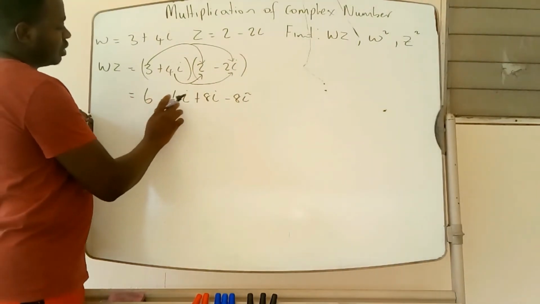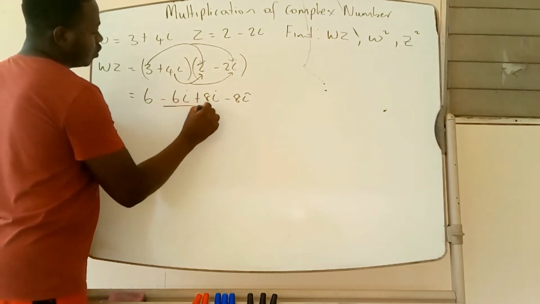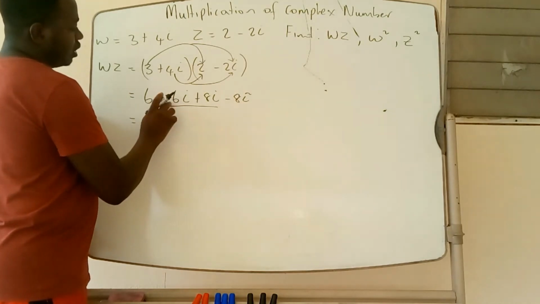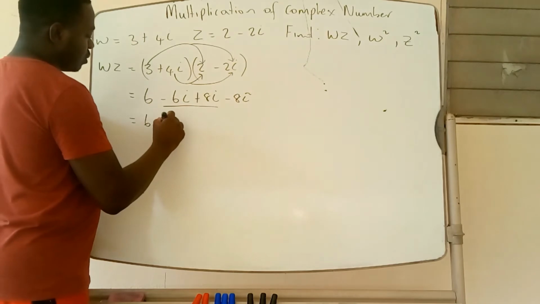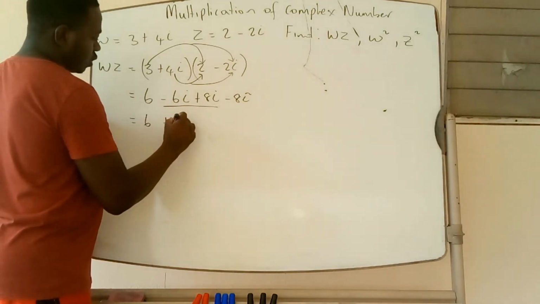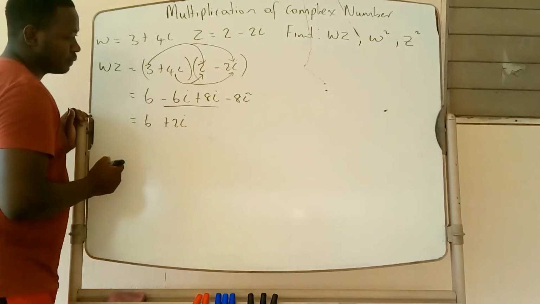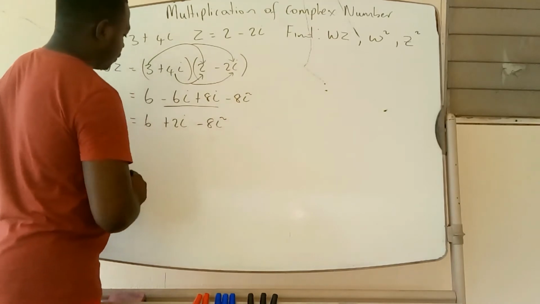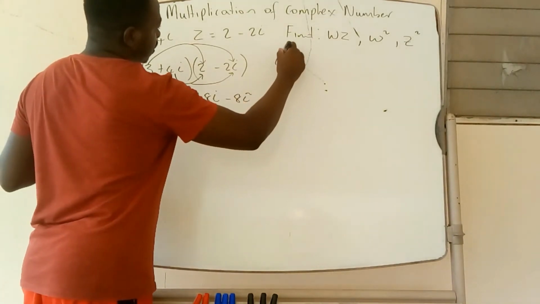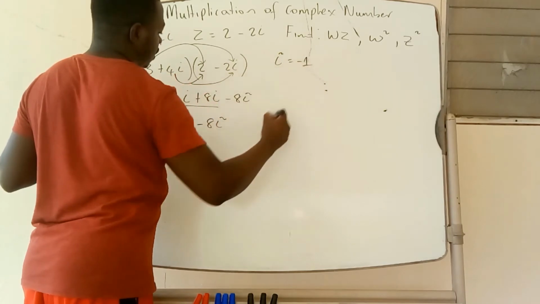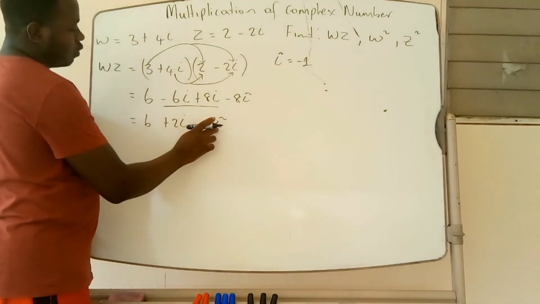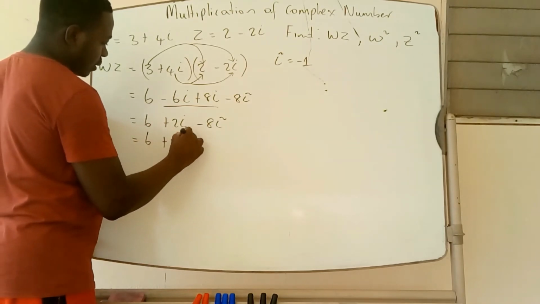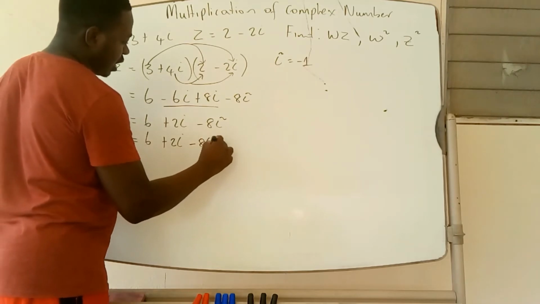Note that we have two imaginary parts here in the middle, so that means we can combine these together. So this is going to be 6 minus 6i plus 8i, that's going to be plus 2i, alright, minus 8i squared. Recall that i squared is equal to negative 1, right? So we can substitute negative 1 here for i squared. So this is going to equal 6 plus 2i minus 8 times negative 1.